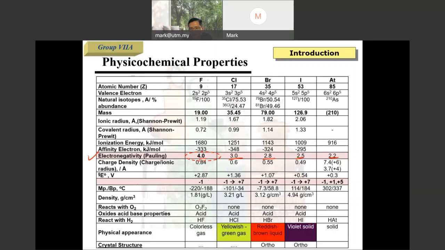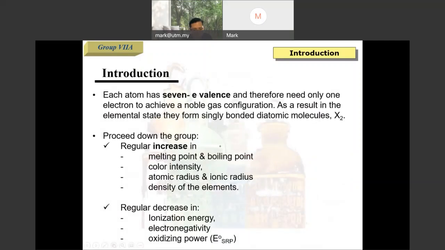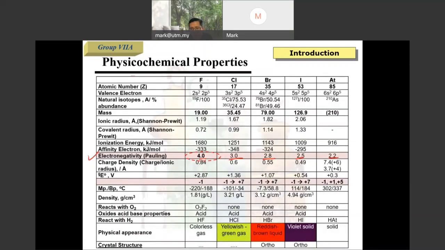As well as the oxidation states. Fluorine has a -1 oxidation number, while chlorine, bromine, iodine, and the others can form a range of -1 to +7. So the halogen, we know that it can bind with one electron to form an octet of valence electrons.